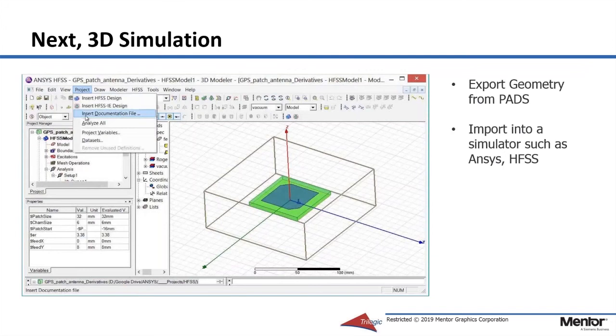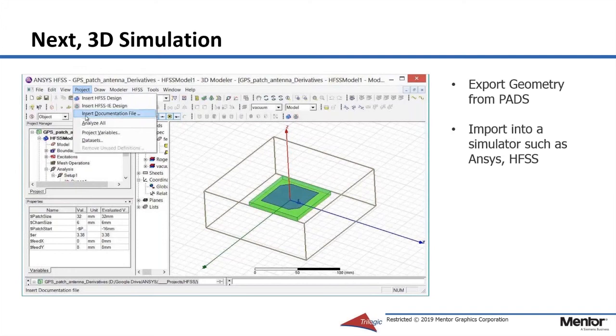So next, I'd like to talk about simulation. After we've completed our layout, simulation is a rapidly growing norm in the design cycle. The 3D geometry is exported from PADS and subsequently imported into a simulator such as ANSYS HFSS, which is my weapon of choice. As many of you may already be aware, you can export CAD files from PADS and import them directly into another piece of software.